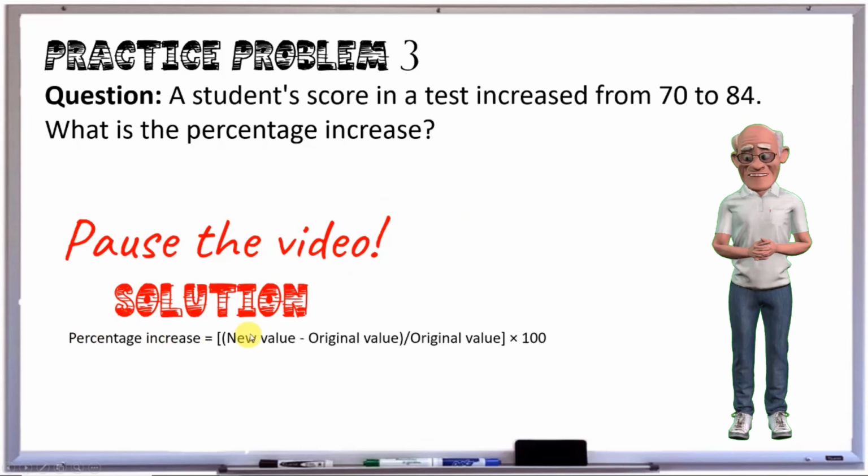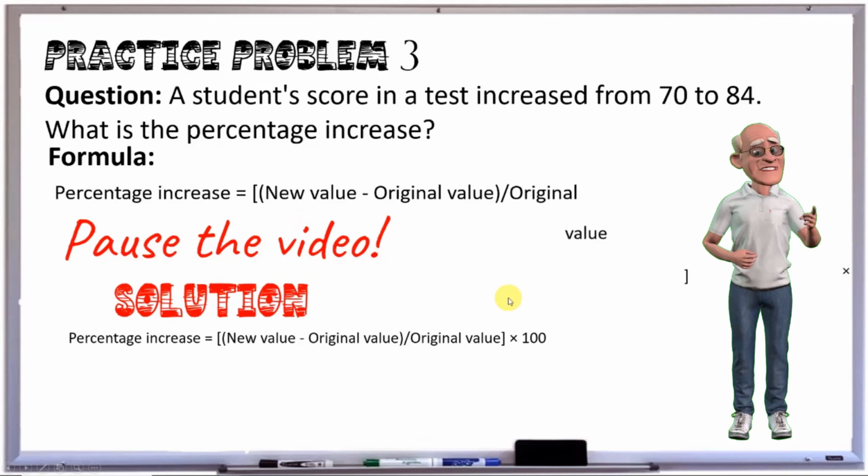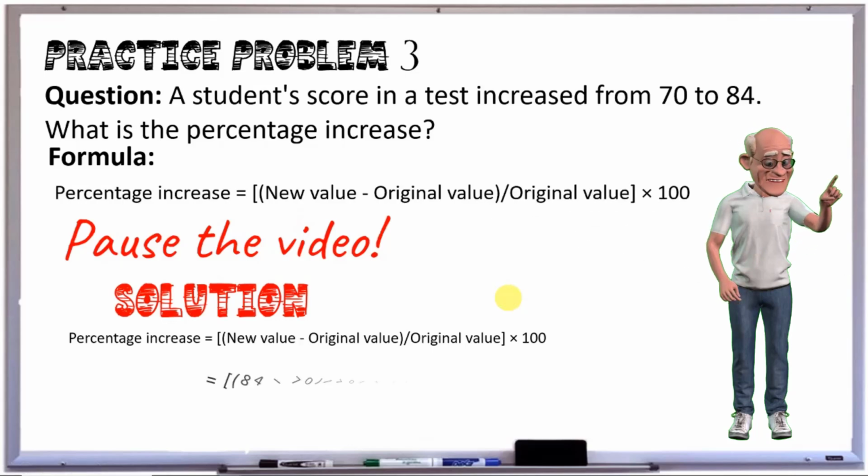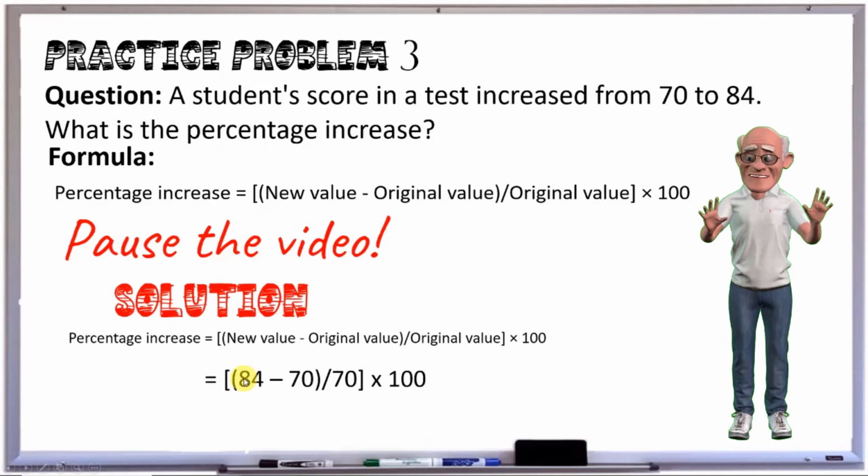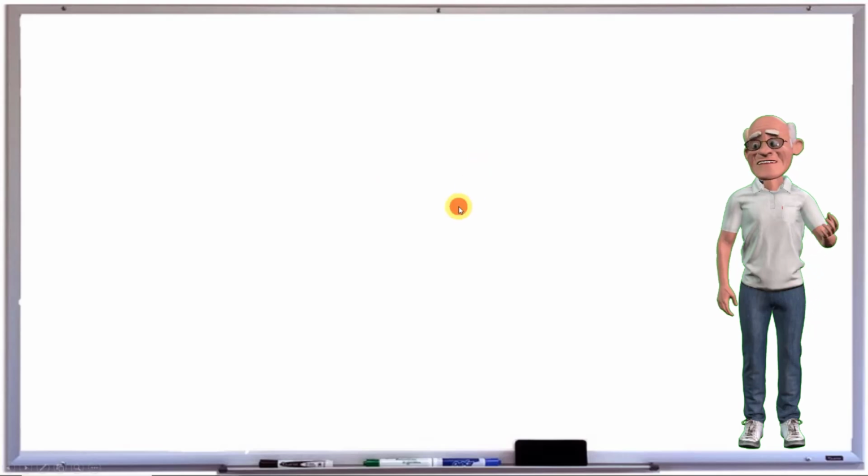Percentage increase is the new value minus the original value divided by the original value times 100. Oops, there the formula came in too late. Anyhow, it's okay. The new value is 84. There it is, the new value. That's the new points, the highest points you got now. Minus the original value, which is 70, divided by the original value and multiplied by 100. And that should give us 20%. Wow, that's a lot.